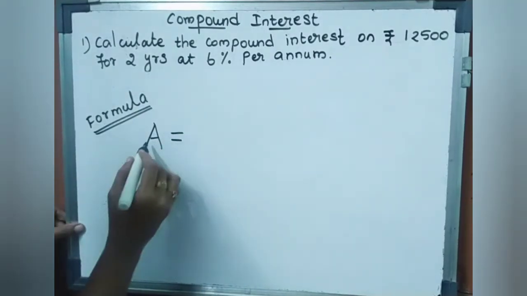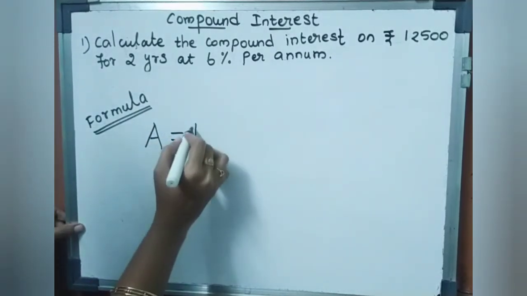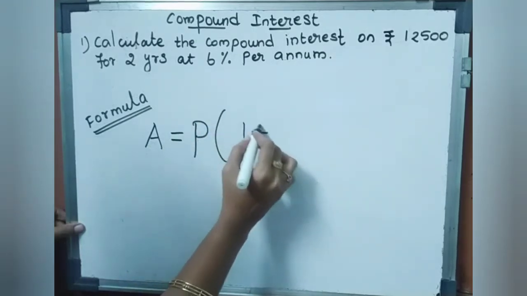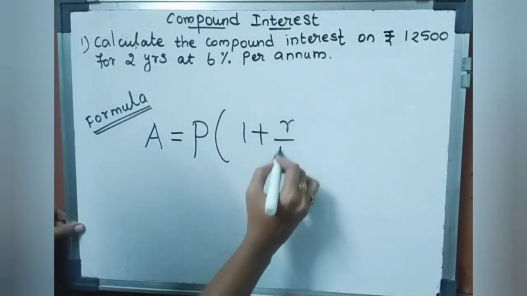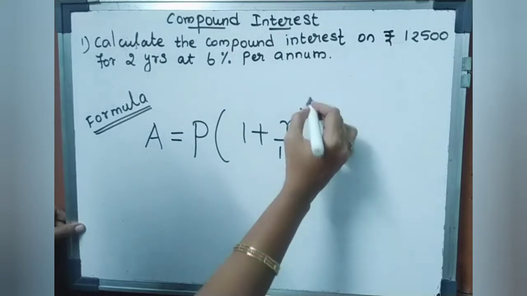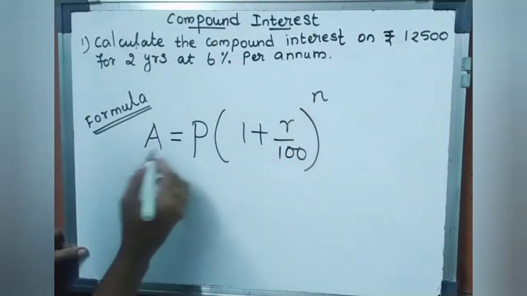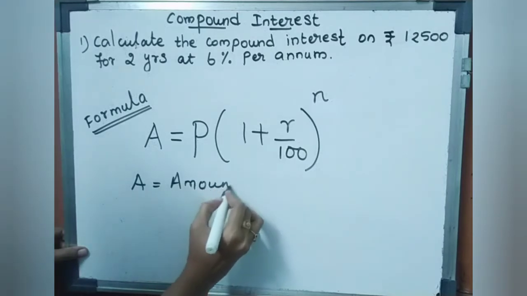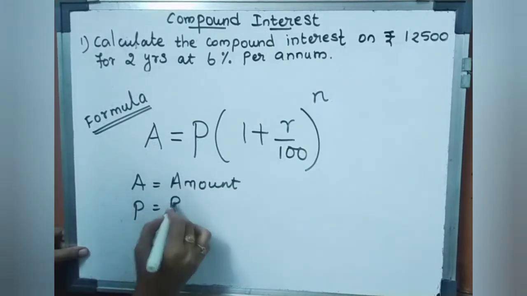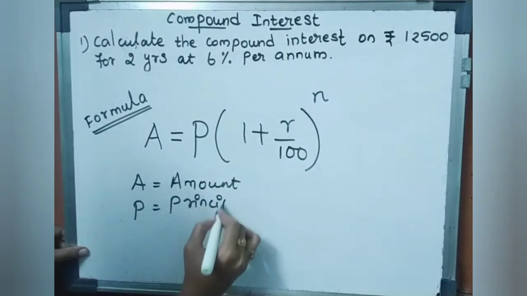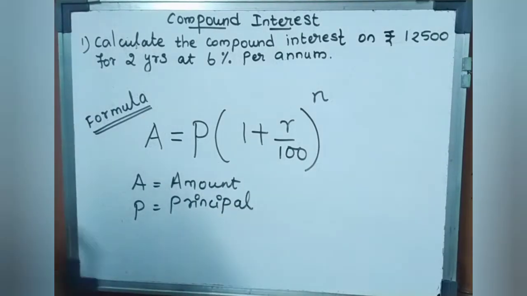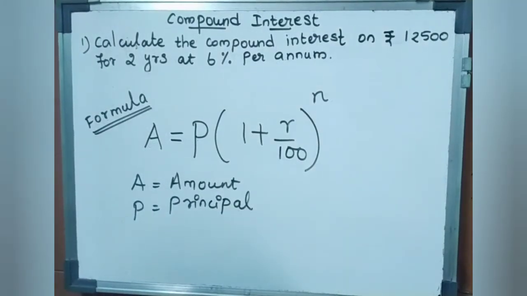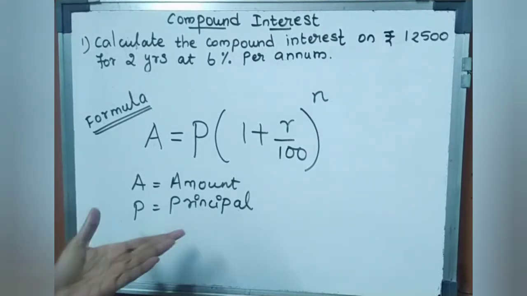A is equal to principal into 1 plus R by 100, whole power n. So here you know what A is. A is the amount in rupees, and P is the principal. That means the money we are going to borrow from the bank, or the money we are going to invest, or the money that is lent. So everything is considered as principal.